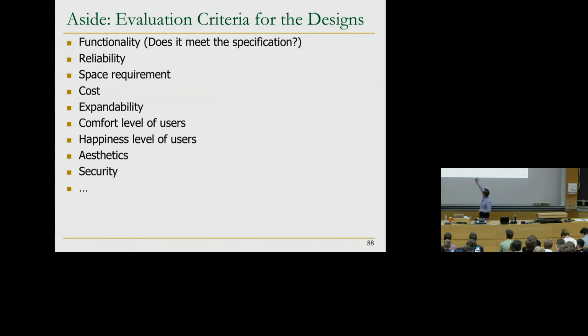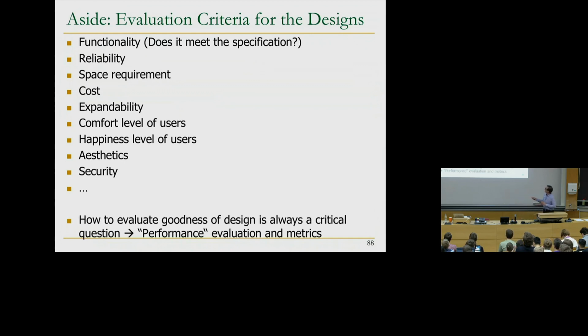Right now, I'm looking at building architecture or train station architecture. Functionality, does it meet the specification? That's always important, as we discussed at the beginning. Reliability, space requirement, cost, expandability, comfort level, happiness, aesthetics, security, safety. You can keep adding all this stuff. So how to evaluate goodness of design is always a critical question, actually. And this leads to performance evaluation and metrics, and we will see this in this course.